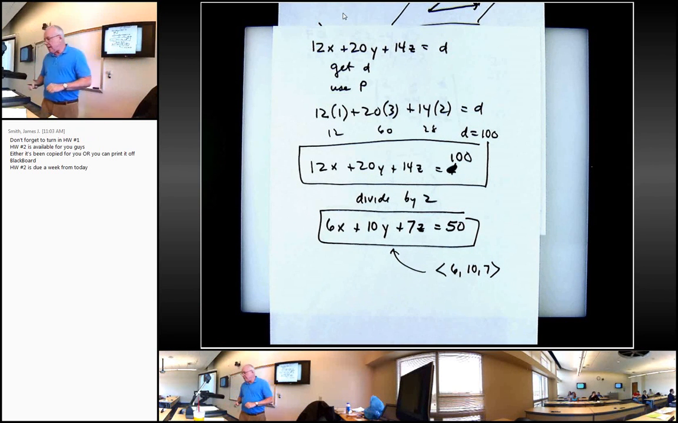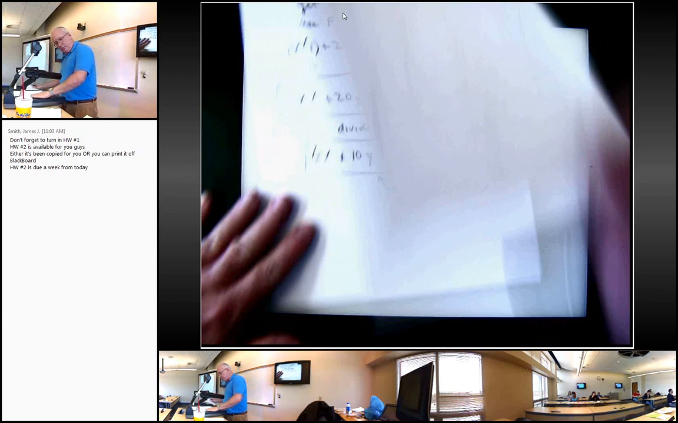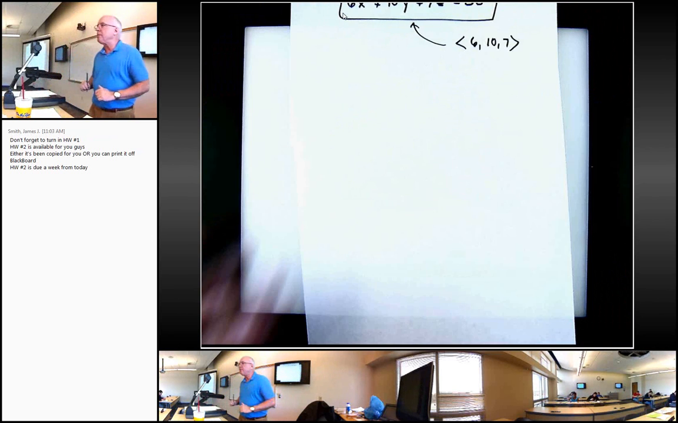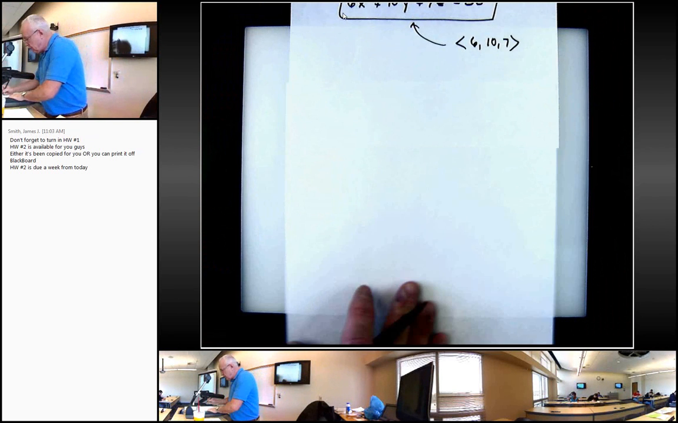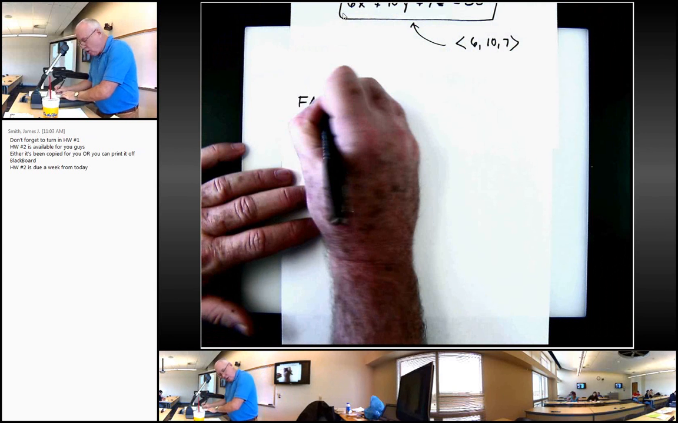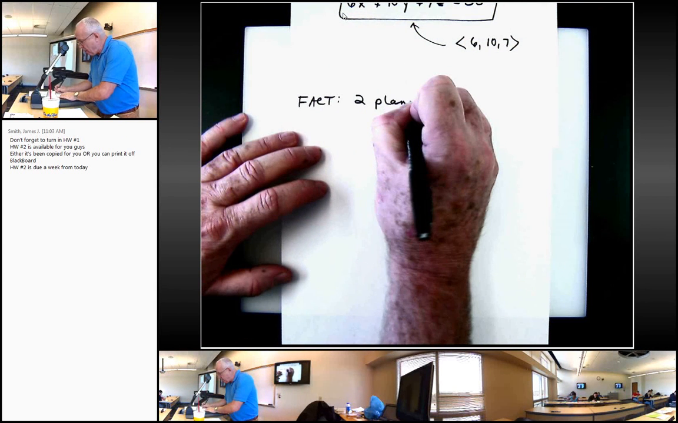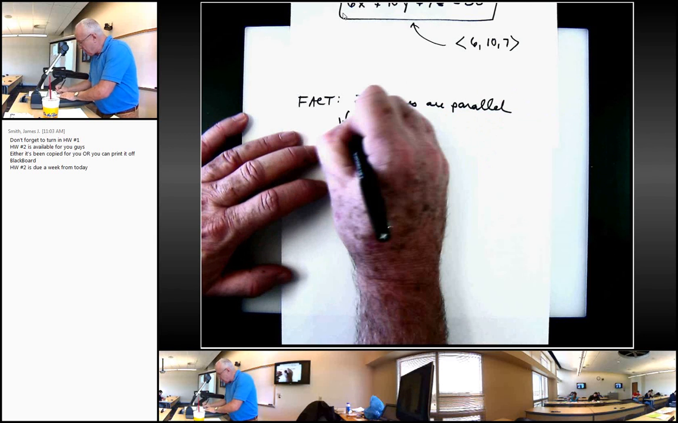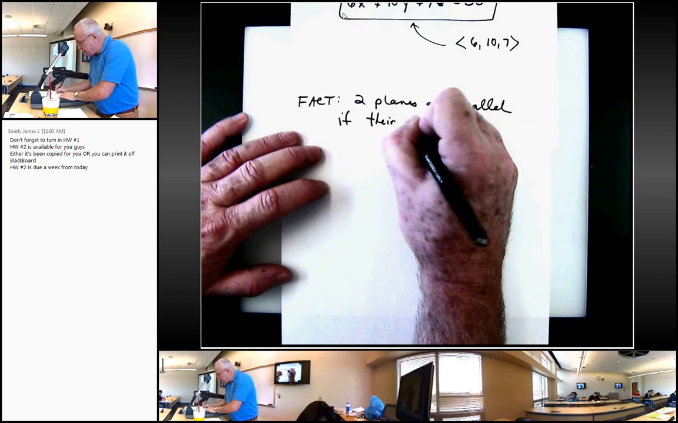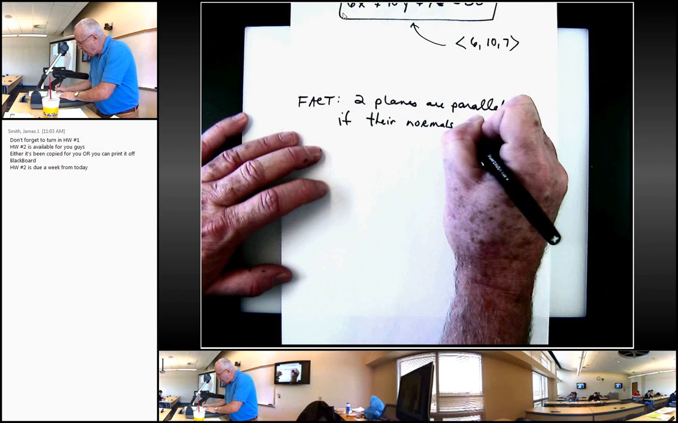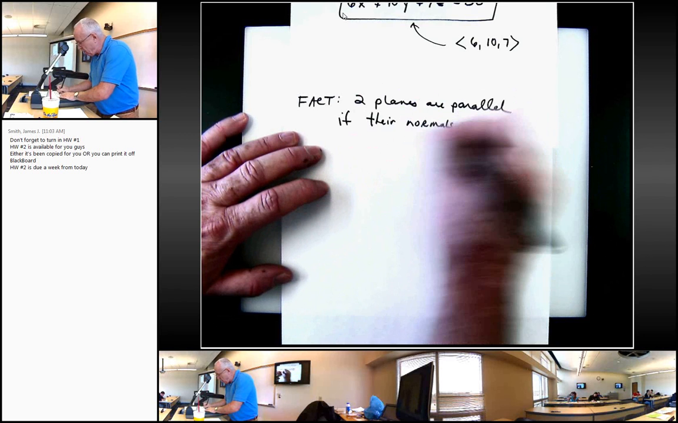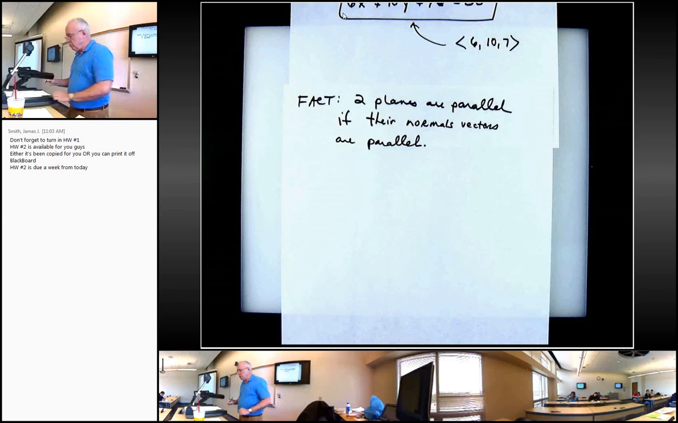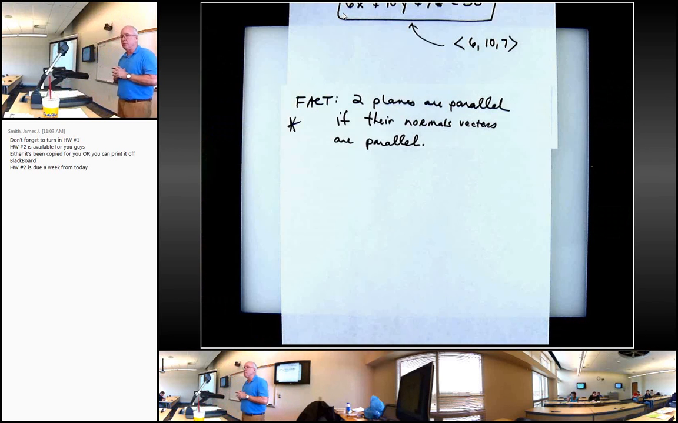I want to present a fact here then. Fact. And I think this fact makes intuitive sense. Two planes are parallel if their normal vectors are parallel. Does that make sense? So let me put an asterisk so that you guys remember this fact.